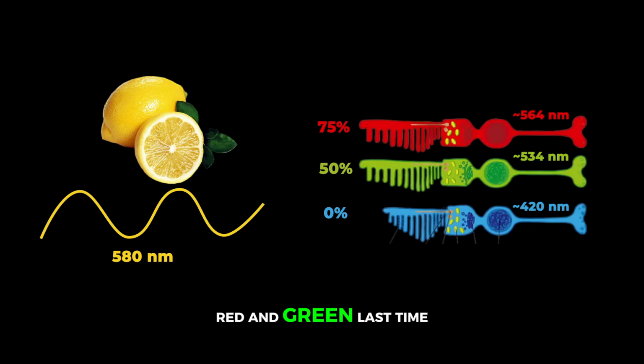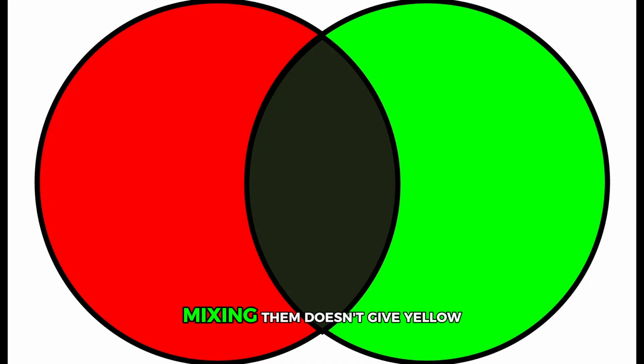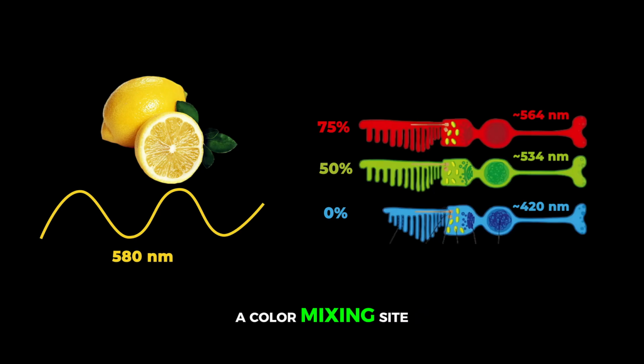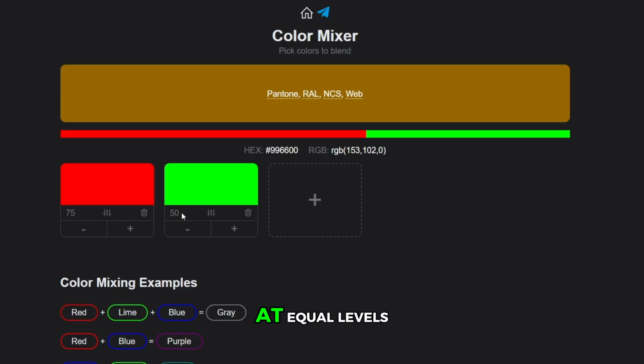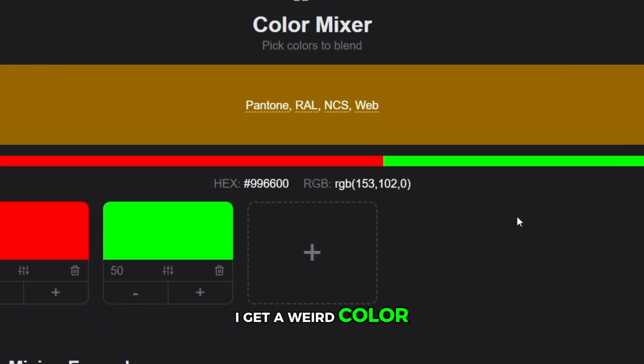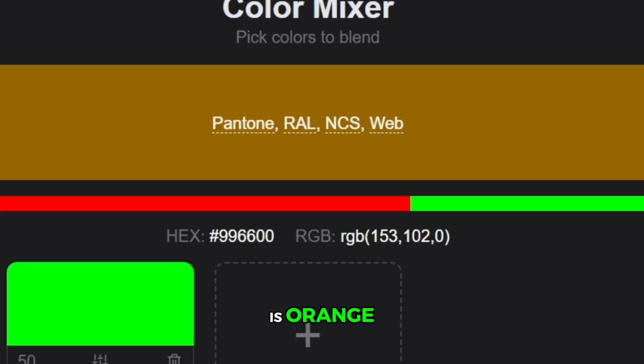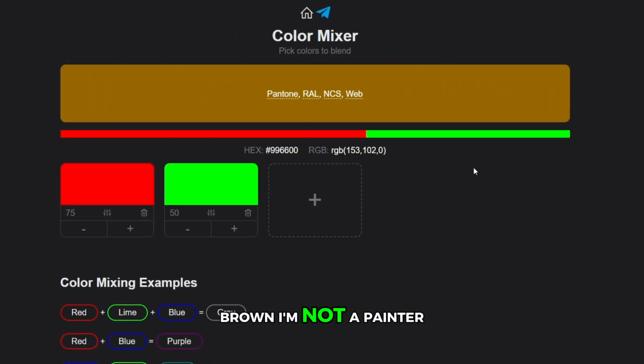Red and green. Last time I checked, mixing them doesn't give yellow. So what's happening? Let's say I go to a color mixing site and mix red and green at equal levels. I get a weird color. I don't know what it is. Orange? Brown? I'm not a painter. Painters? Tell me, what color's that? Anyway, it's not yellow. Close, but not yellow. Even if I increase the red and green levels, it still isn't yellow.